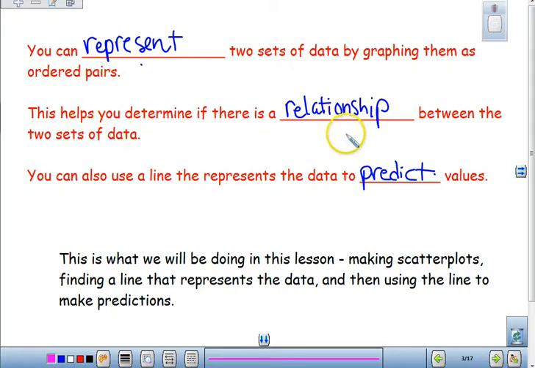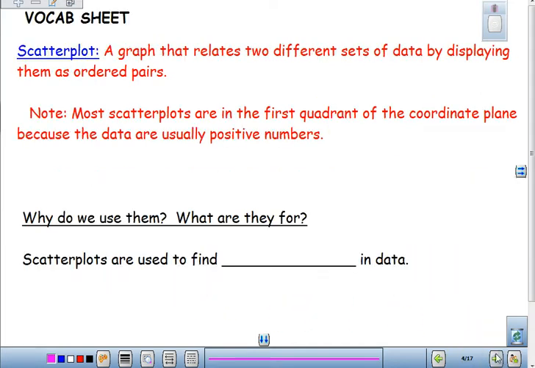You're not going to see this page in your notes. And you can use that line that represents the data to predict other values. So in this lesson, we'll be making scatter plots, finding a line that represents it, and using that to make some predictions. As you look in your notes, scatter plot again, here's your definition.